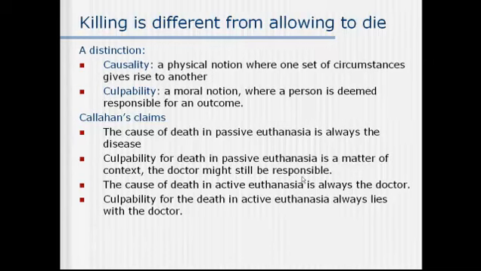All right. Callahan maintains that culpability for death in the case of passive euthanasia is a matter of context. So the doctor might be responsible, but he might not be. And really, what Callahan is hinting towards here is the Catholic distinction between extraordinary and ordinary measures. So the doctor may still be culpable for the death in the case of passive euthanasia, even if he isn't the cause, because he failed to give ordinary care.